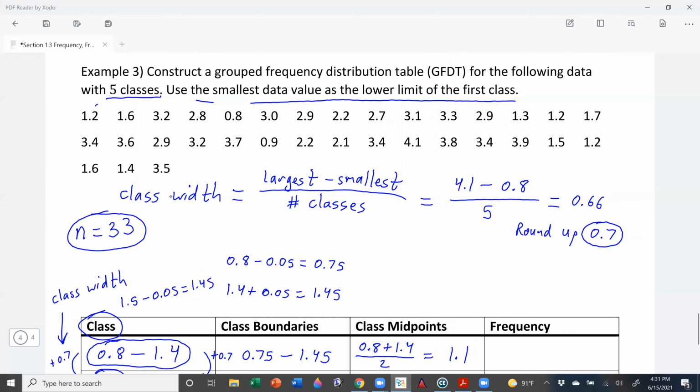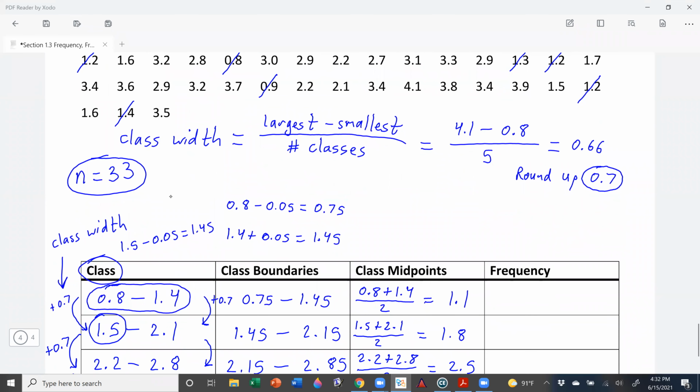So let's see. 1, 2, 3, 4, 5, 6, 7. Okay, very careful. I want to be very careful. So it looks like there's 7 that fall within that class.